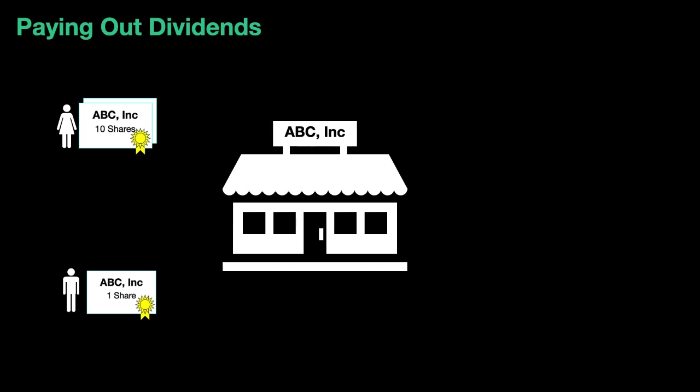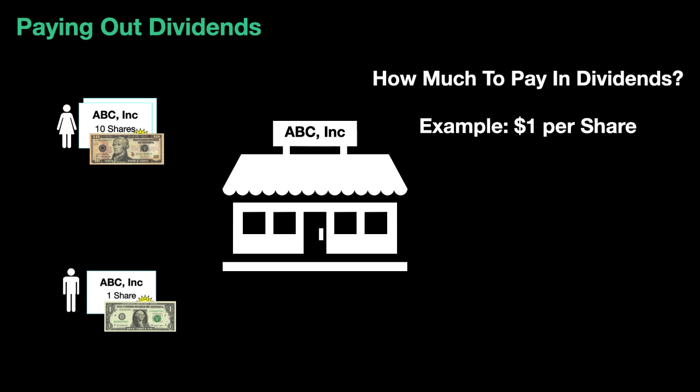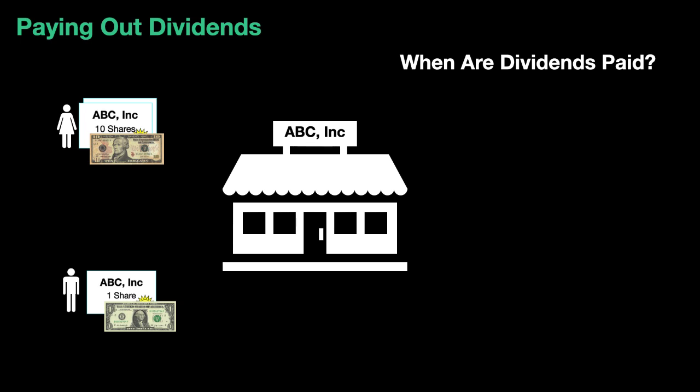So the next thing to talk about is how the dividends get paid out, right? So it's how much to pay in dividends. Well, that largely depends on the profitability of the company. And the board will decide how profitable they are and how much of those profits they're going to distribute to the shareholders as dividends. So for example, they may decide that the shareholders are going to receive $1 per share. So the person that owns 1 share would receive $1, and the person that owns 10 shares, well, they'll get $10.